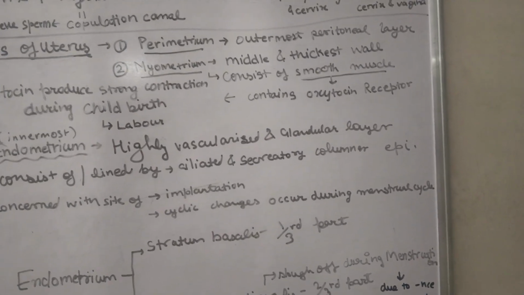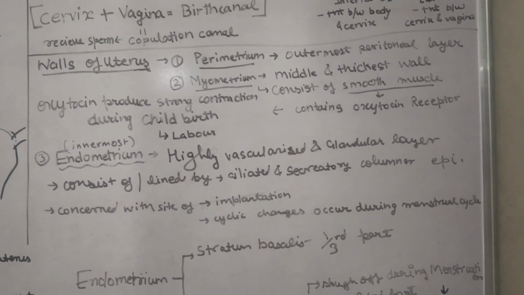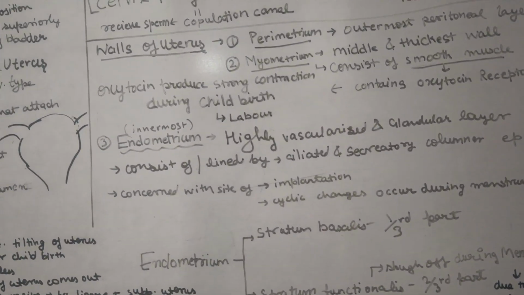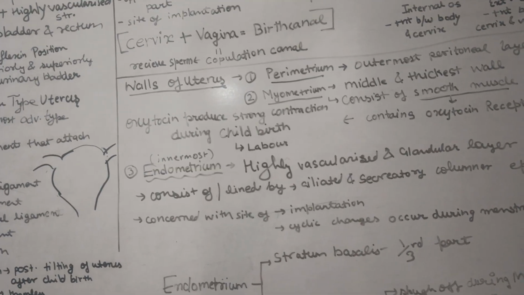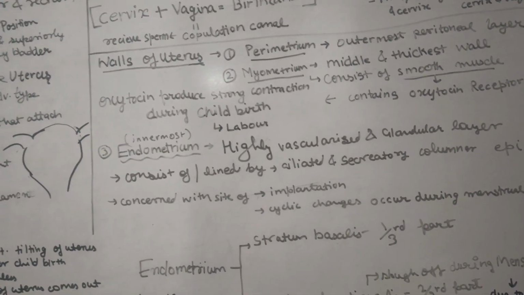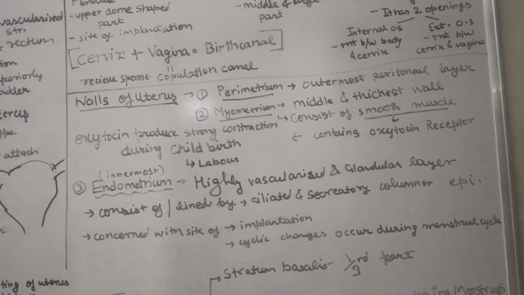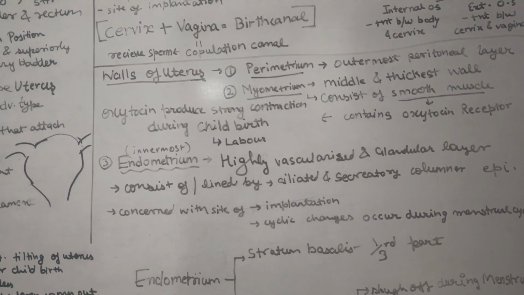It consists of smooth muscle that contains oxytocin receptors. Oxytocin is a hormone that produces strong contraction during childbirth, which we also call labor pain, and the strong contraction releases the baby. Then comes endometrium.